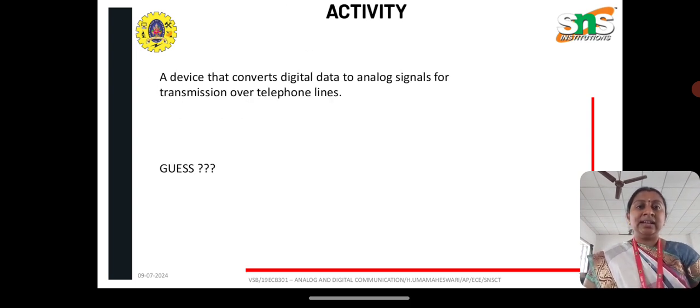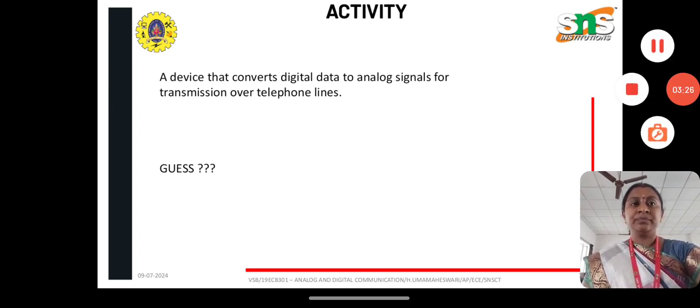The activity that we are going to discuss is a device which converts digital data into analog signals for the transmission over telephone lines. Can we guess what it is?